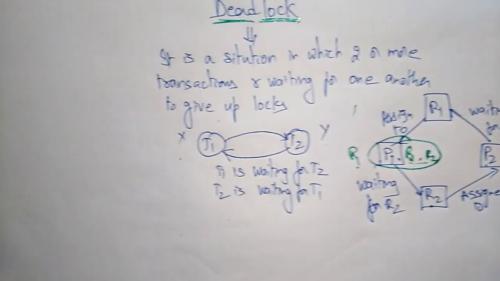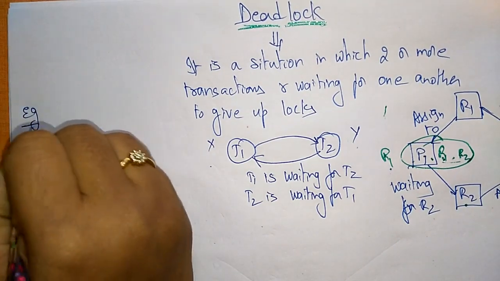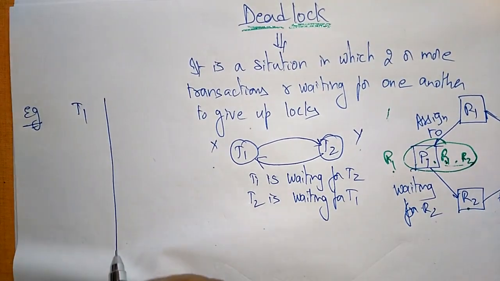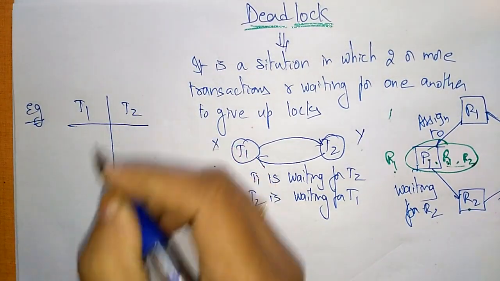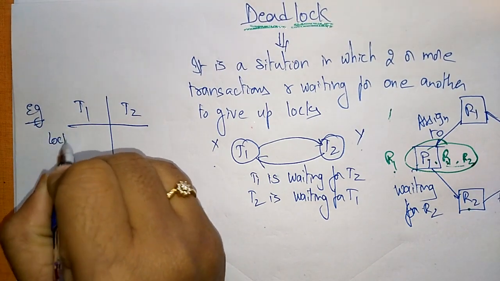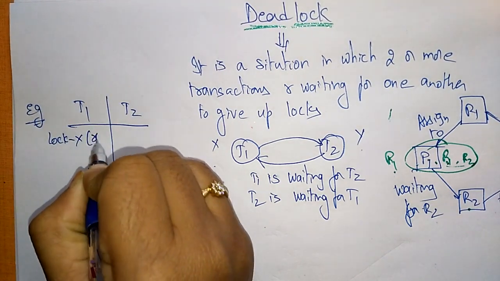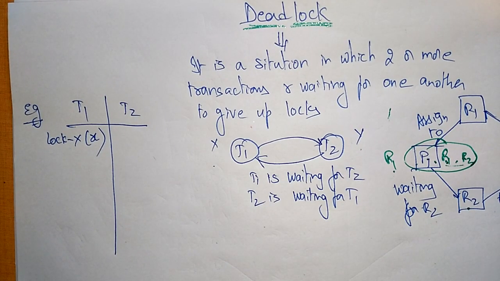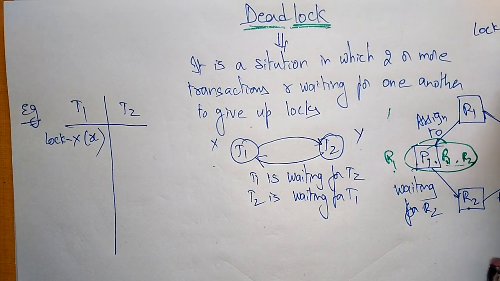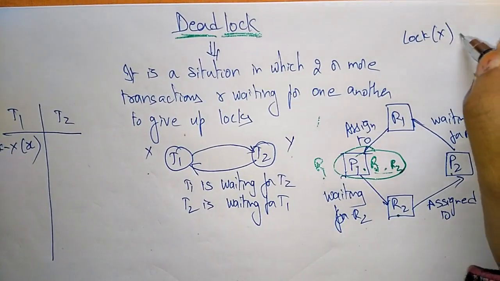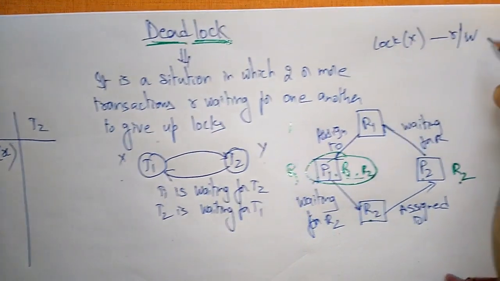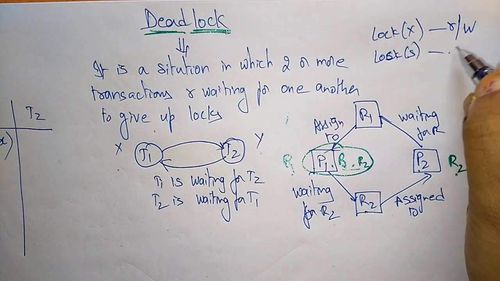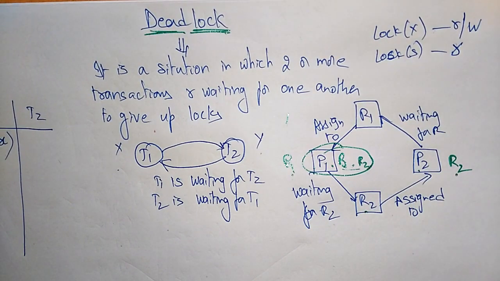Let us see an example of how deadlock occurs in transactions. Suppose we take two transactions T1 and T2. First you apply an exclusive lock on X. I already discussed this in the previous lecture on lock based protocols. Lock X means exclusive lock, so it can do both read and write operations, whereas lock S means a shared lock. A shared lock can perform only read operations.